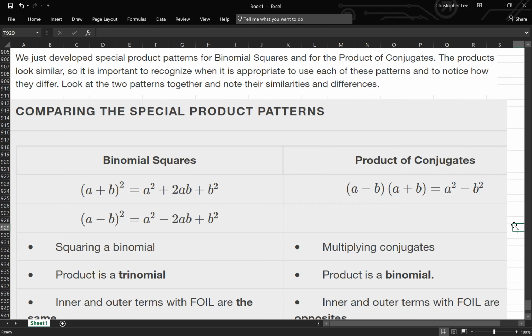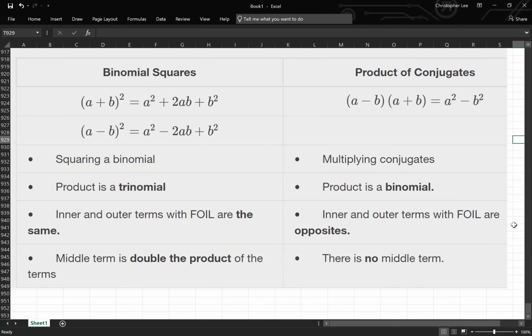So we want to compare the special product patterns. So we have the binomial squares. You already know a plus b squared is going to be a squared plus 2ab plus b squared. For a minus b squared, we're going to have a squared minus 2ab plus b squared, right? Squaring a binomial, the product is a trinomial, inner and outer terms with FOIL are the same. The middle term is double the product of the terms, right? Multiplying conjugates, the product is a binomial. Inner and outer terms with FOIL are opposites, and there's no middle term. Okay.